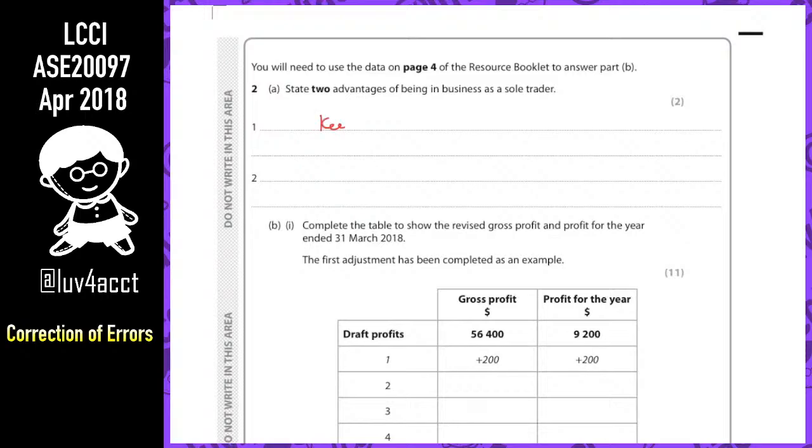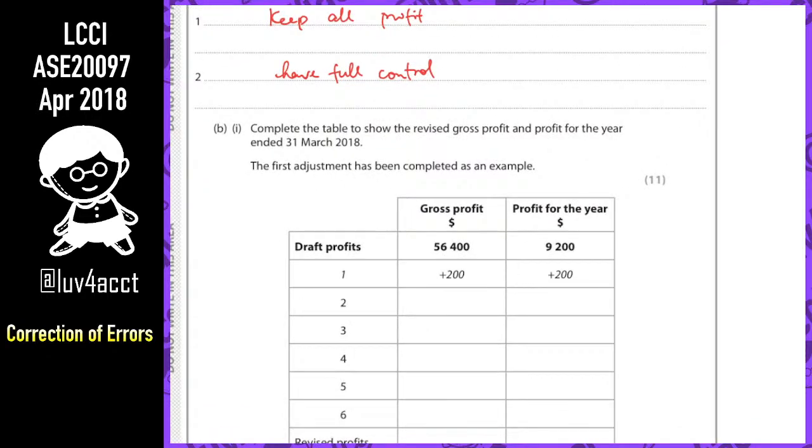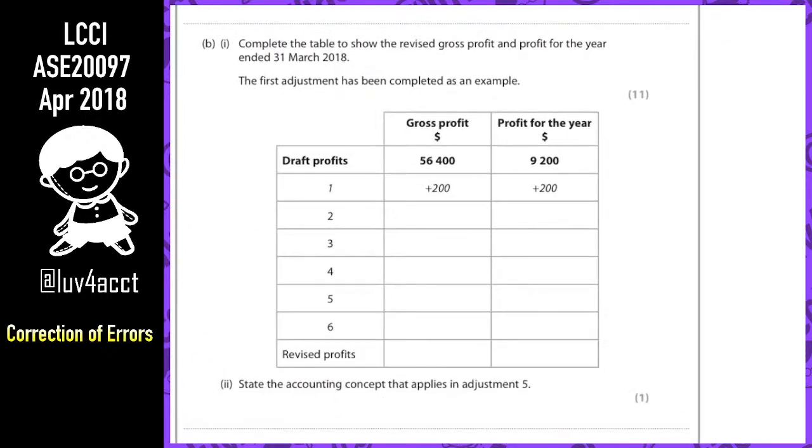State 2 advantages of a business being a sole trader. Can keep all profit, can have full control, flexibility. So what we have to do is 11 marks.